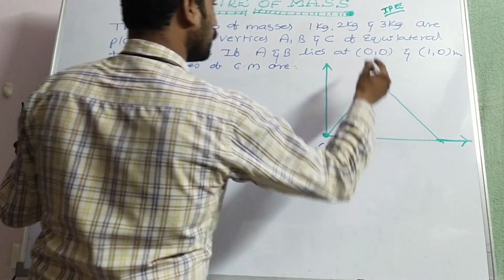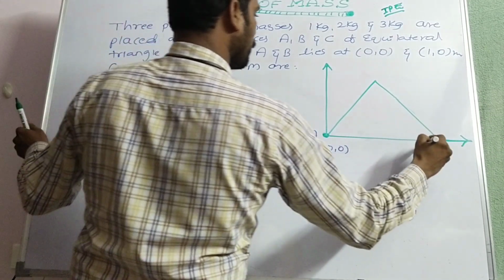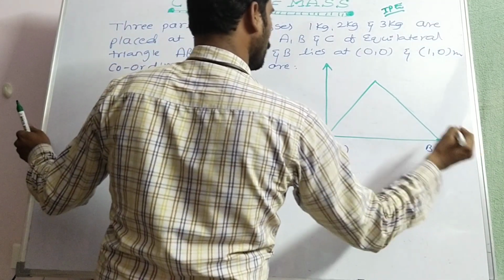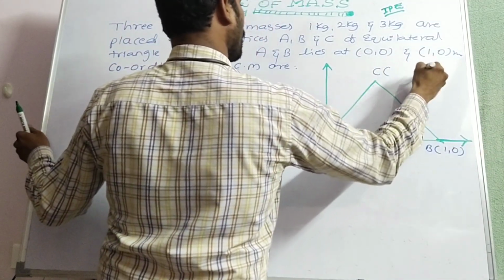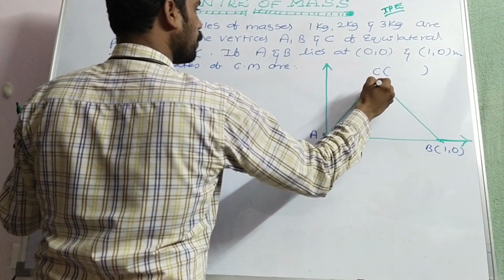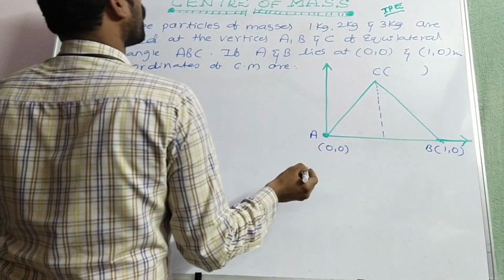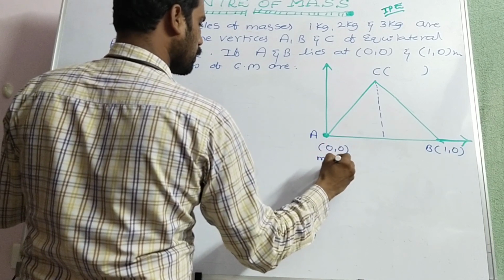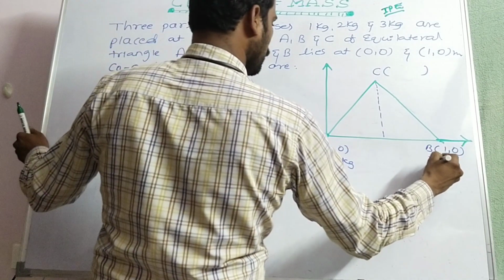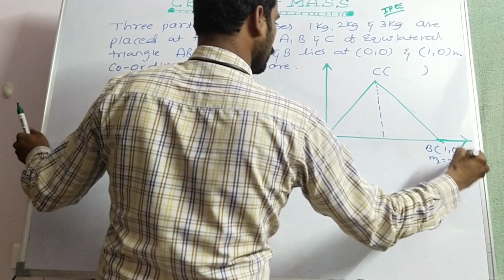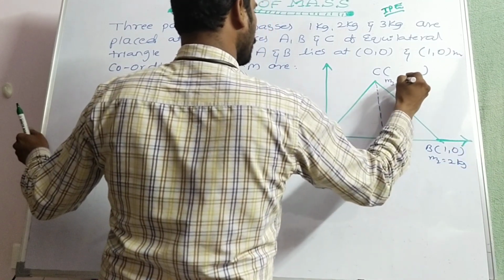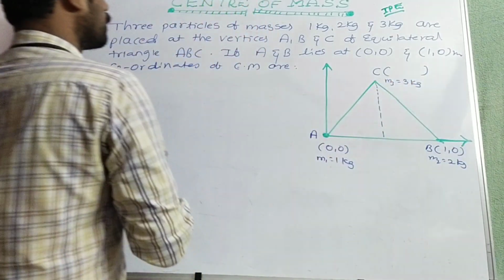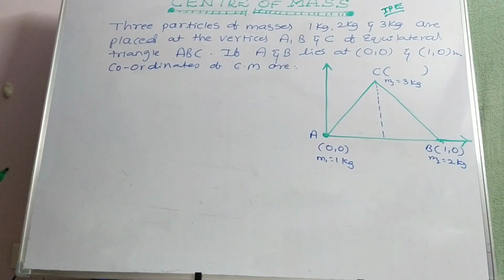A is at (0, 0) and B is at (1, 0). C we have to find; we don't know its coordinates. M1 is equal to 1 kg, M2 is equal to 2 kg, and M3 is equal to 3 kg.